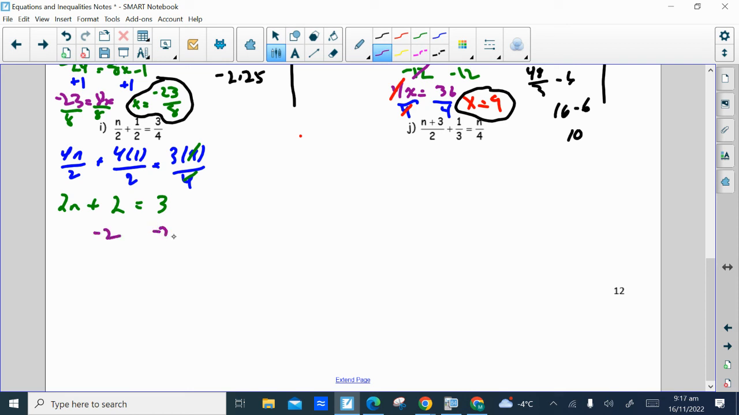We'll subtract the 2 from both sides. And you're left with 2n on the left equaling 1 on the right. And then when we divide both sides by 2, n will equal a half. There's our answer. And that's the number that we need to put in our check.